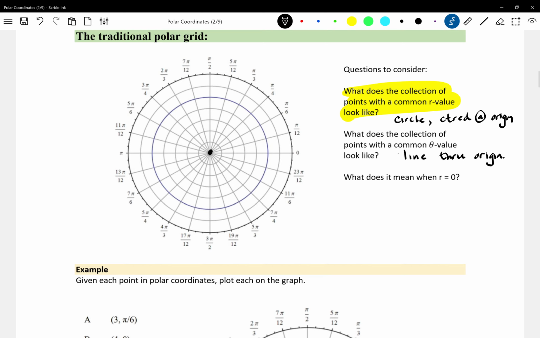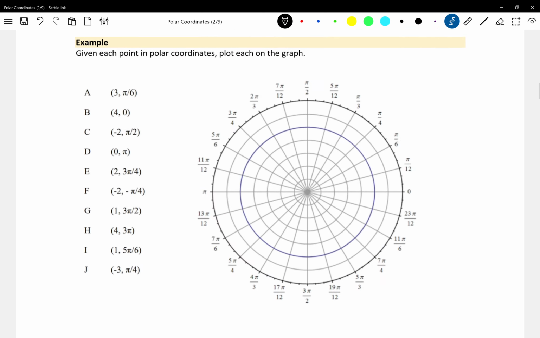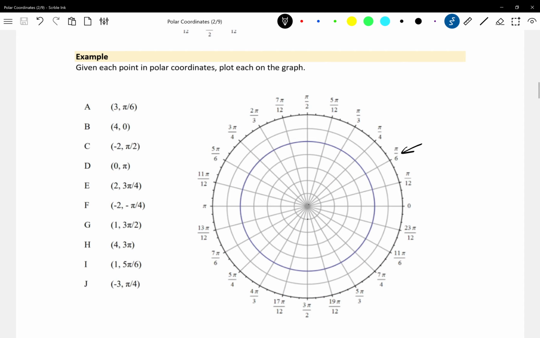So with those things in mind, let's look at plotting a few points in polar coordinates. You notice I have 10 here, so we'll just speed right through them. So 3 comma pi over 6. Now remember, the format is r comma theta. So that means we're going 3 units away from the origin at an angle of pi over 6. I tend to look at the angle first, so I know that I'm along the angle pi over 6, and I want to go 3 units away from the origin. So this is 1, 2, 3. So this point right here is A.